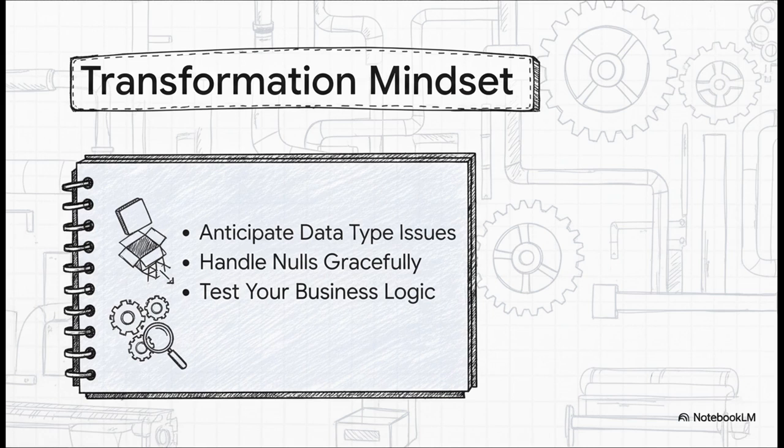So the mindset here on the factory floor, it has to be defensive. You have to assume data types are going to be weird. You have to expect null values and have a plan to handle them gracefully. And you absolutely cannot just trust your business logic. You've got to prove it's correct with tests.